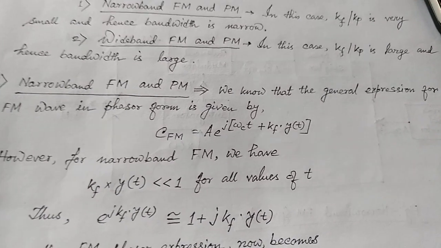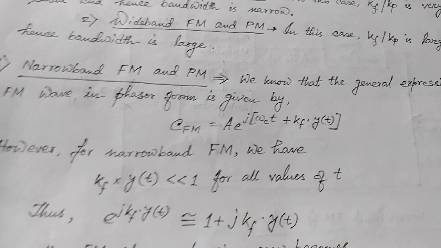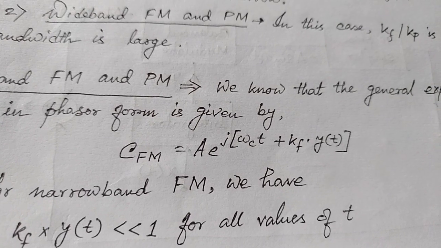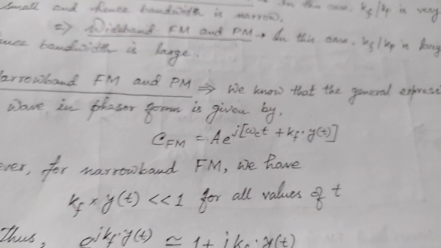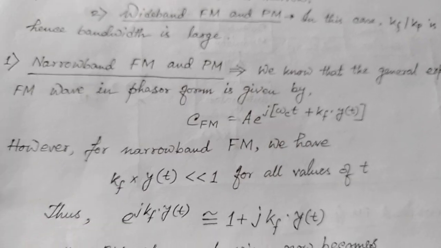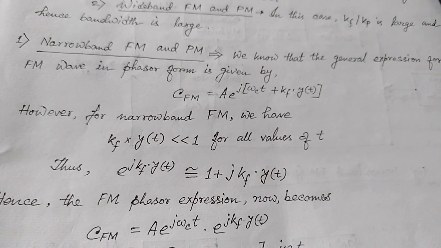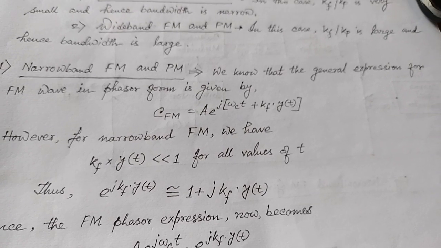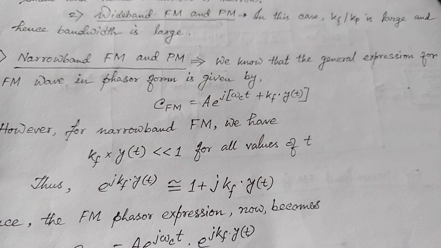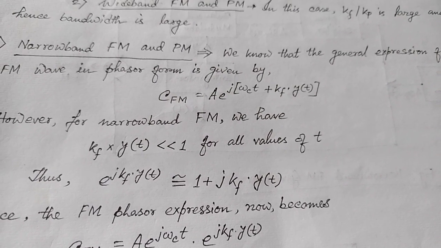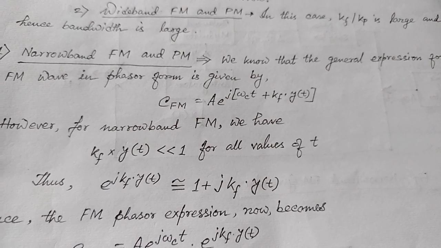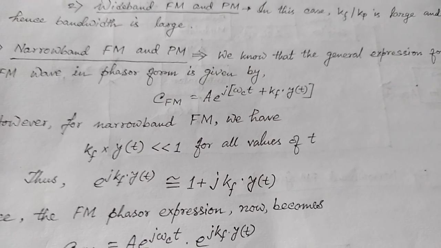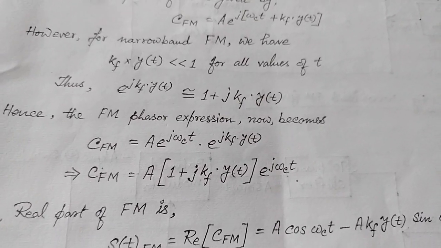Now we know the general expression for the FM wave in phasor form, that is c_FM equals A e to the power j(omega_c t plus Kf y(t)), where y(t) is my message signal. However, for the narrowband, Kf y(t) will be very much less than 1, because Kf has a very small value. So e to the power j Kf y(t) will become 1 plus j Kf y(t) from the theory. So the expression for FM would become like this.